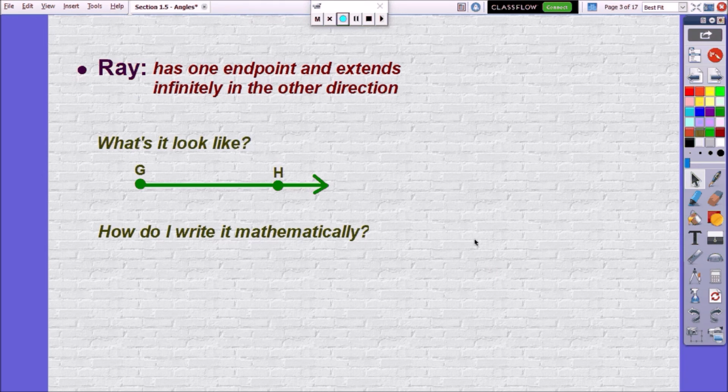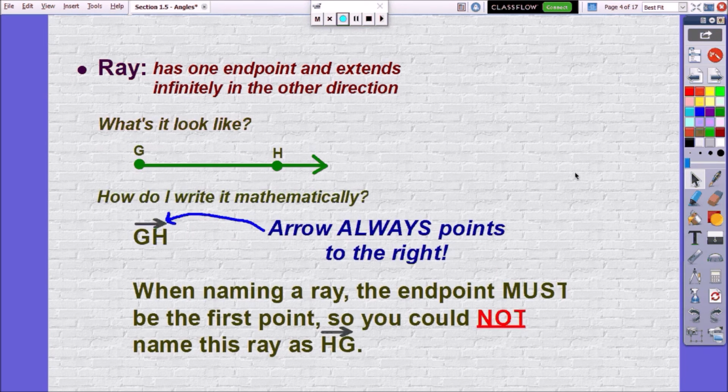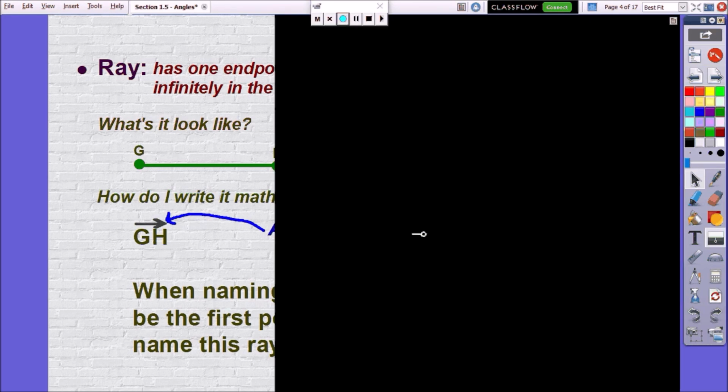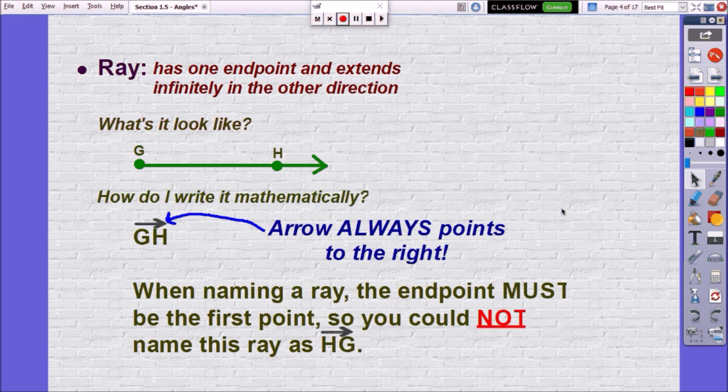So how do we write it mathematically? Well, this is where it gets a little bit different, because in the past, with lines and segments, it didn't matter the order that you wrote the two points in, right? Here, let me hide the arrow cap. Let's say this was segment GH, all right? We could say this was segment GH or segment HG. It didn't matter if we went G to H or H to G. But for a ray, it will matter.